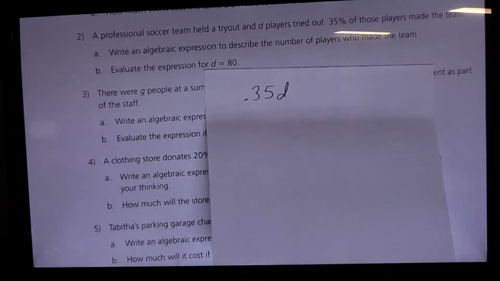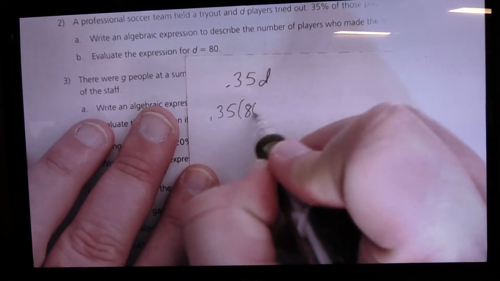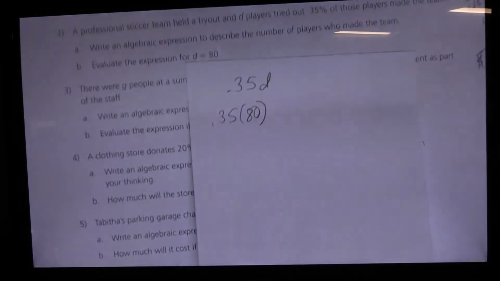Now, it wants us to evaluate the expression for D equals 80. So what I would do here is I'm going to say 35 hundredths times 80. And that's how I would write it out.